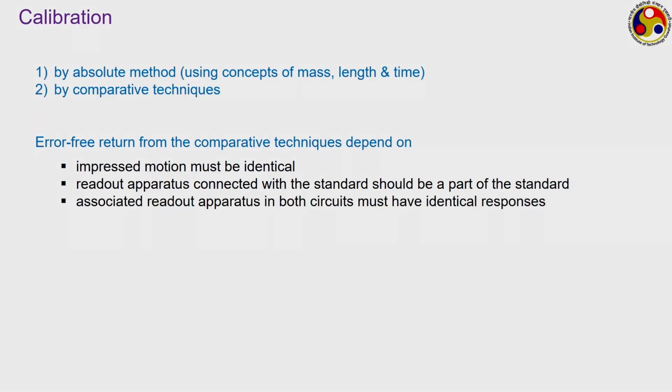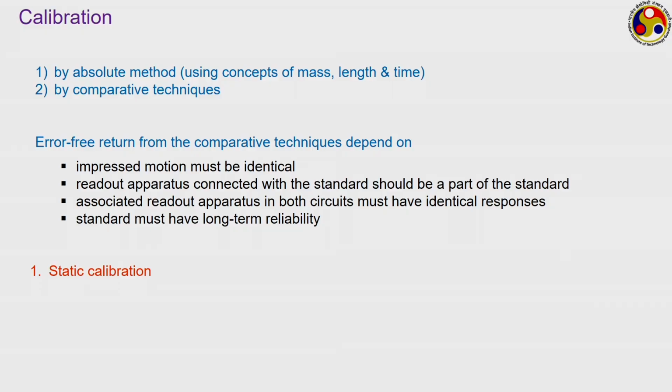Then the associated readout apertures for both circuits must have identical responses. That is very important, because whatever may be the primary sensing instrument or characteristic of the primary sensing instrument, ultimately everything comes to the secondary side, what your secondary transducer is doing, which is the readout apertures here. So, both should have an identical secondary transducer, or I should say the dynamic characteristic of the readout apertures for both the standard and your subject should be identical, and the standard must have long term reliability.